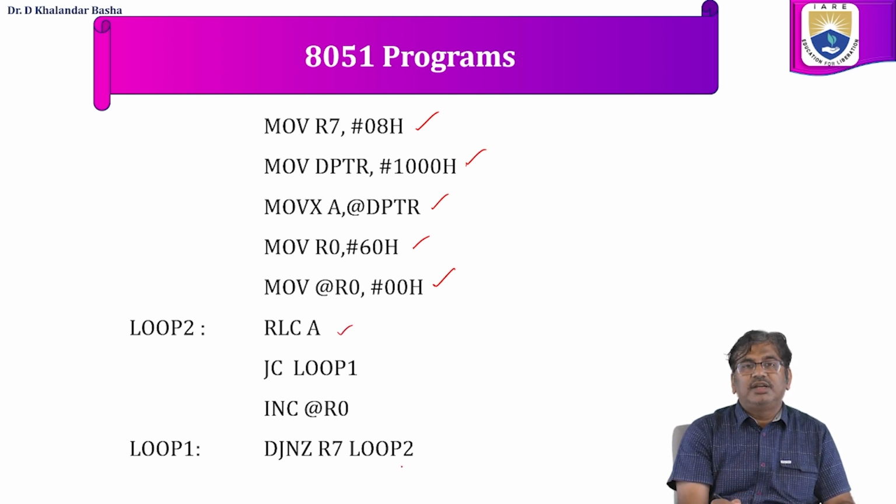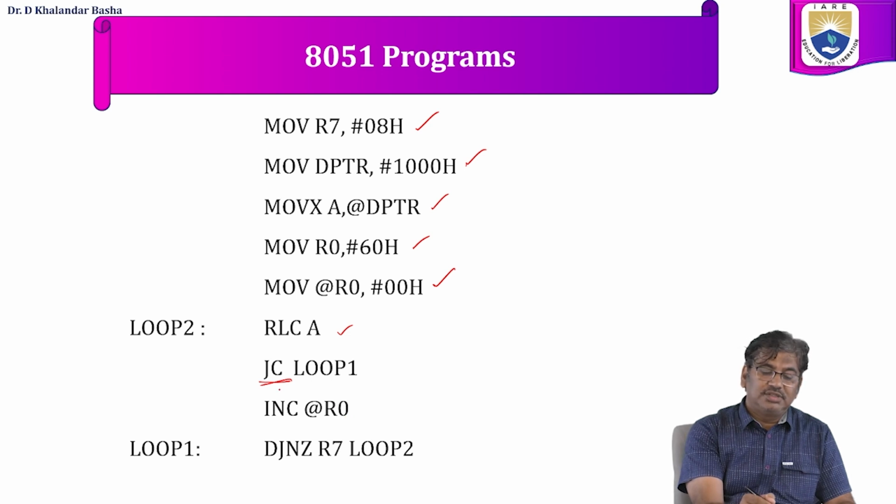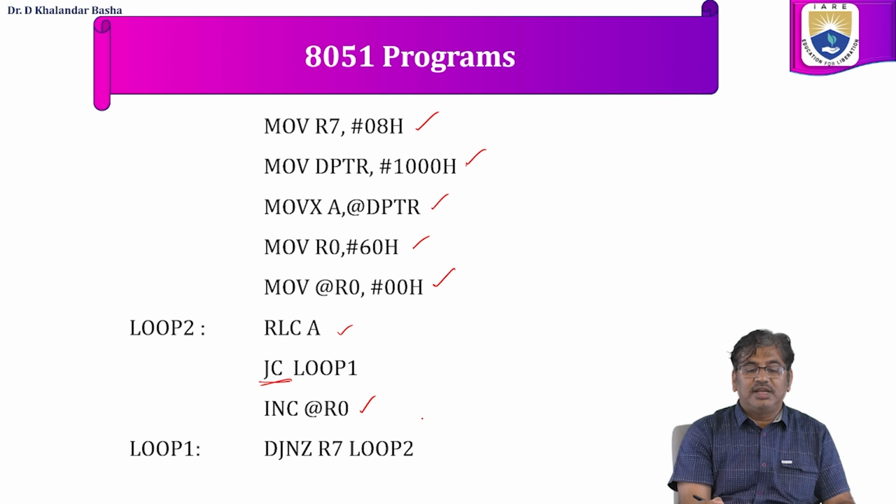Then we will rotate the contents of the accumulator towards the left side. We check: if carry is equivalent to 1, don't increment that memory location contents, skip it. If carry is equivalent to 0, it indicates that particular bit is equivalent to 0. We want to find how many bits are 0. So go for incrementing the target location, that is 60H, by using the instruction INC @R0.